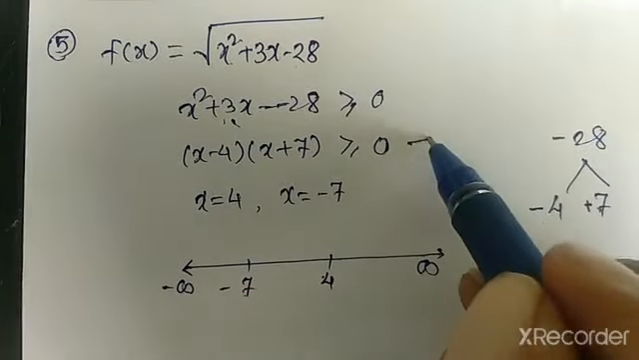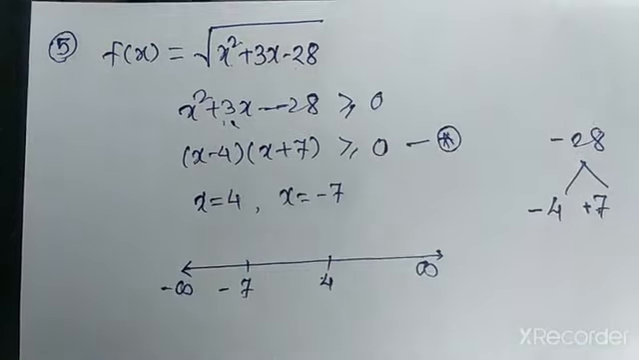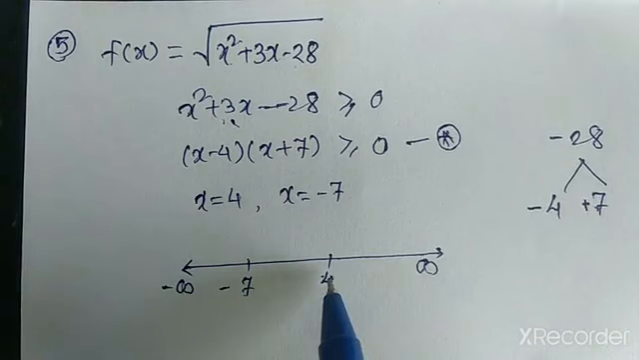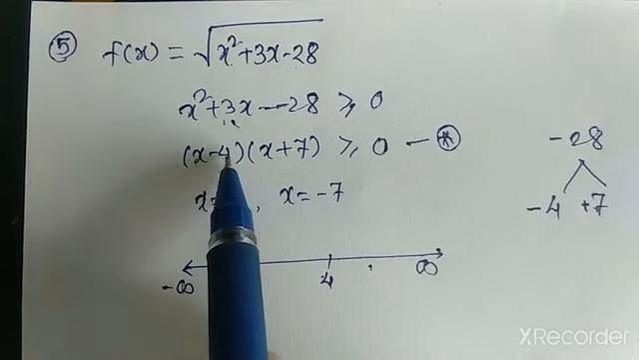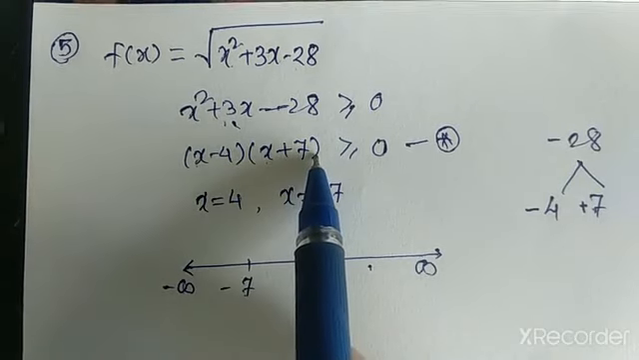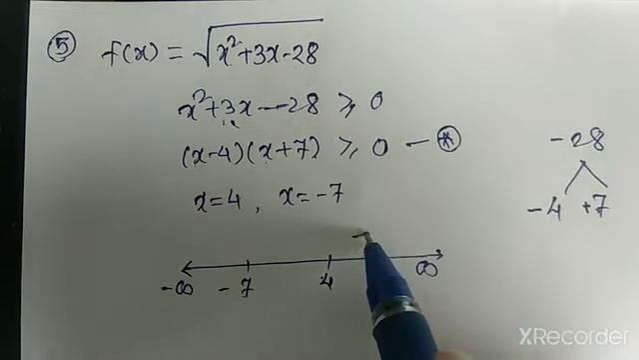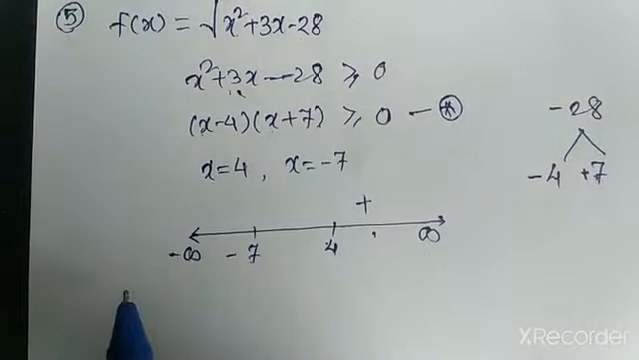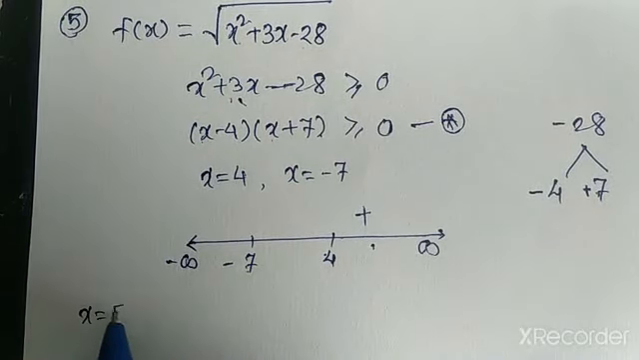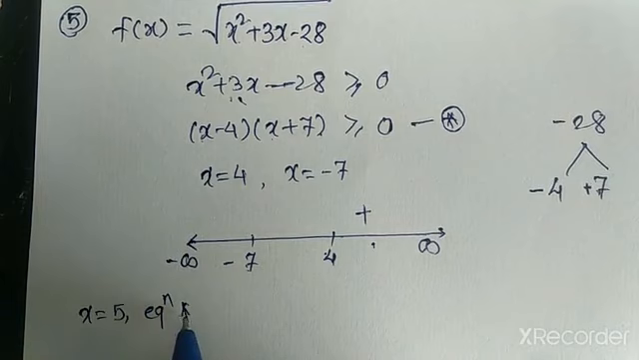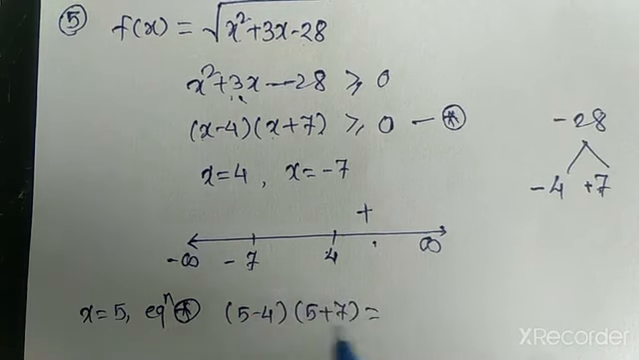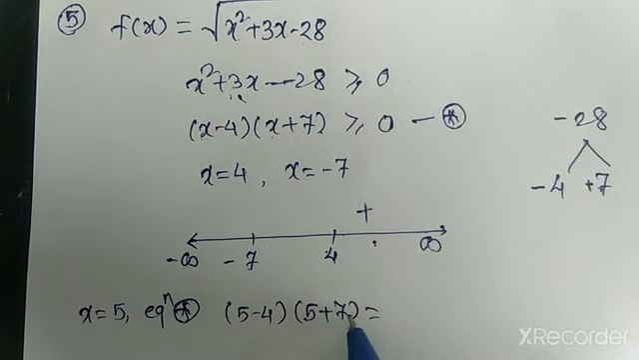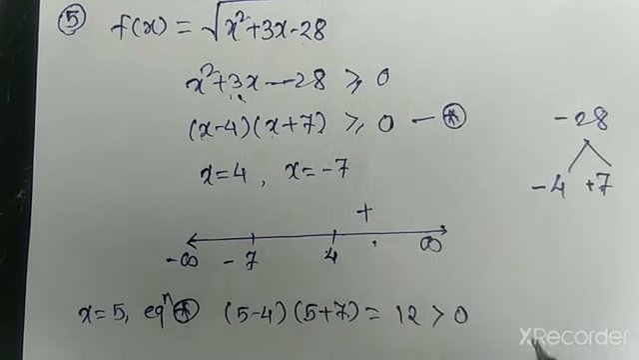Now from the equations, if we define it as equation star, for values greater than 4 it will be positive. If we consider x equal to 5, 5 minus 4 is a positive term and 5 plus 7 is positive, so it will be greater than 0. Equation star can be written as 5 minus 4 into 5 plus 7, which is 1 into 12, which is 12, greater than 0.